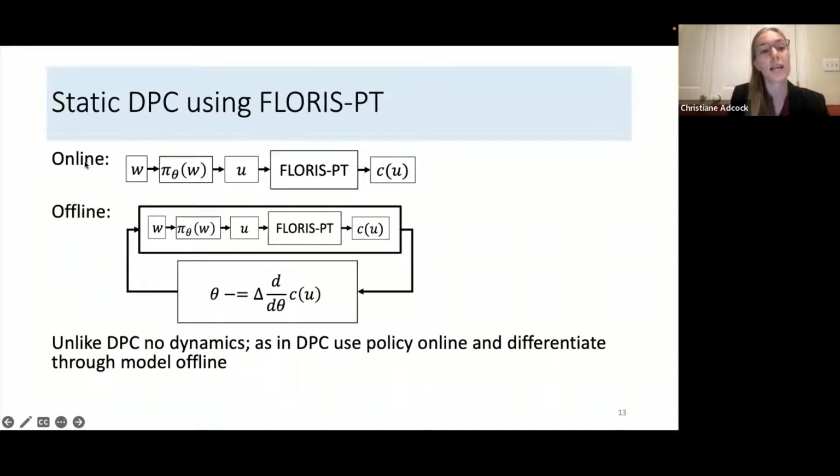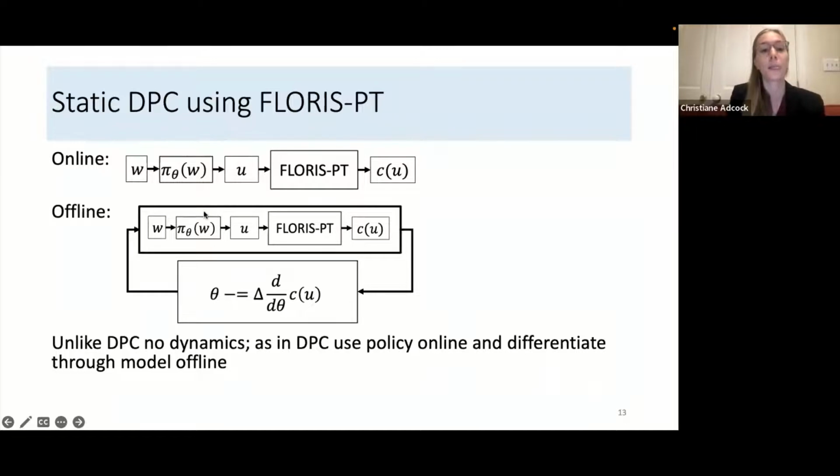So what this looked like is that online, you have some exogenous data, the free stream wind speed and wind direction. I apply a policy to this, and that outputs the control action. And then that control action is the input to the PyTorch implementation of FLORIS, which then outputs what the cost is of that control action. Really what it outputs is how much power you produce using that control action for the exogenous data.